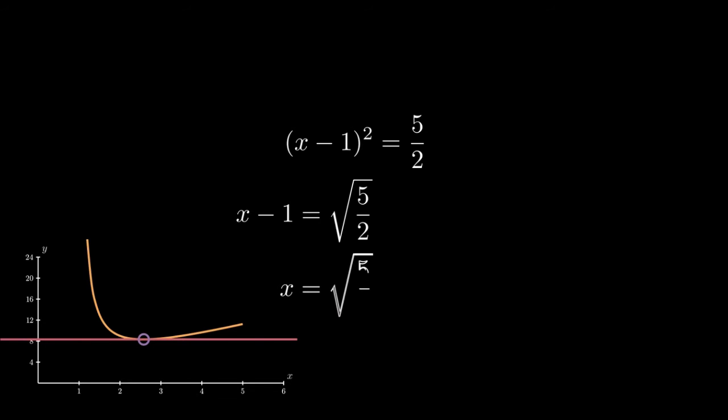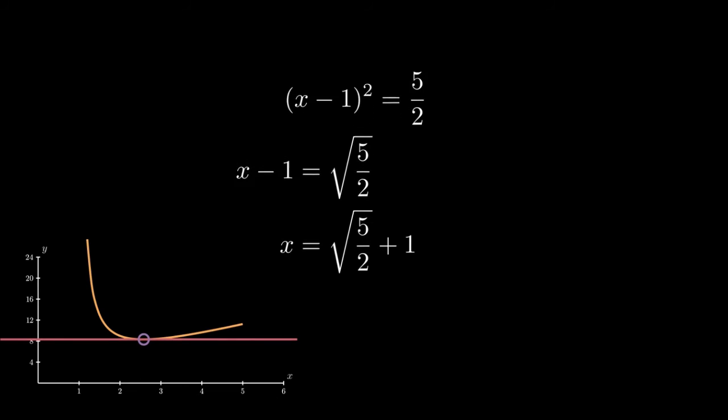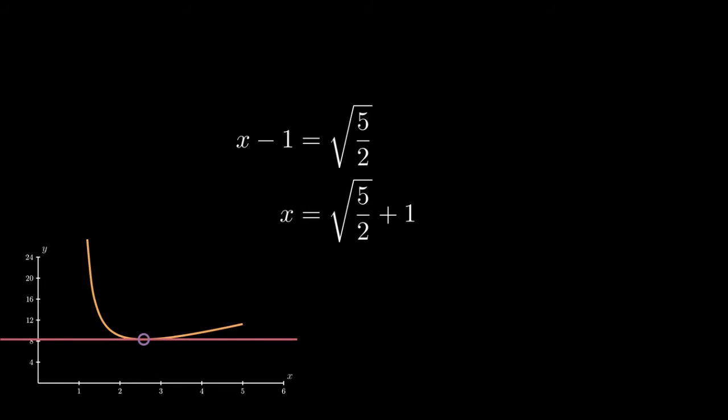And to finish up here, we add 1 to both sides. And it looks like we're done. There's our value of x. But don't stop here. We need to get into the habit of always rationalizing the denominator, okay?